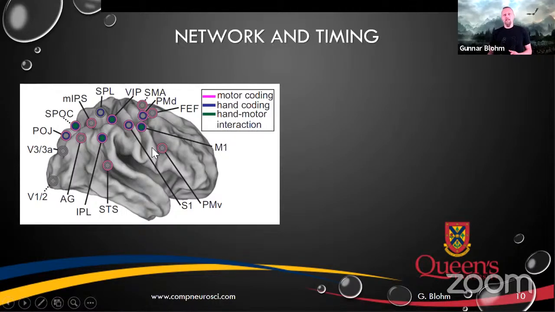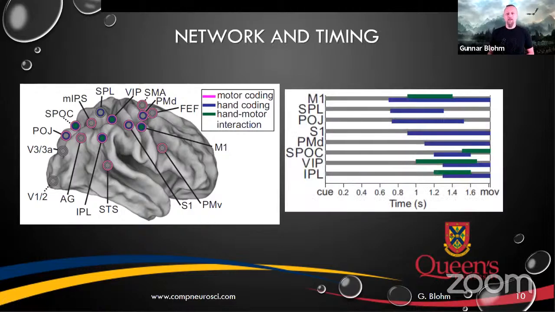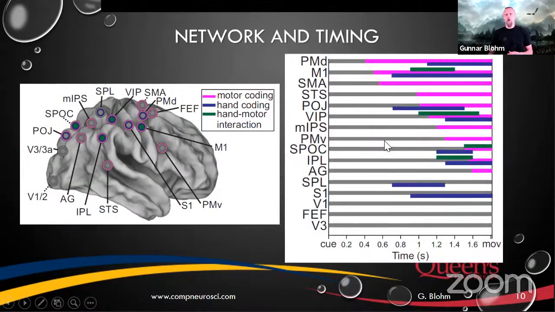And then we also looked at the timing of these signals. That's the nice thing we can do with MEG. So here is the detection of significant hand information and hand movement interactions. And you can see that different brain areas show this at different points in time. And there's no order if you compare, for example, the hand coding and the hand motor interaction here. And then if you overlay that to our previous study's results with respect to when a motor plan became apparent, you get a pattern like this.